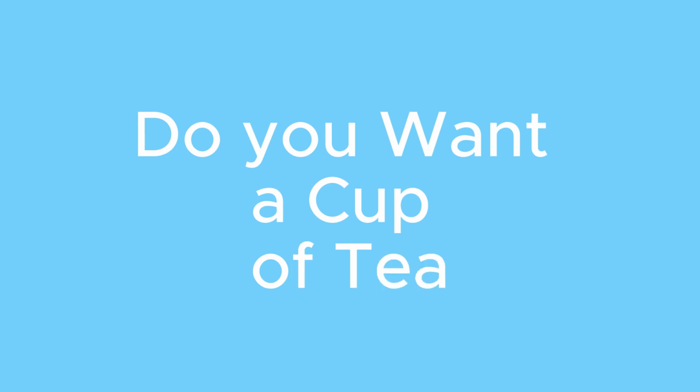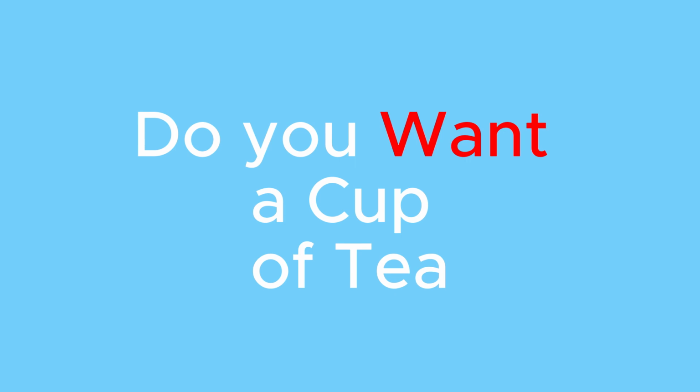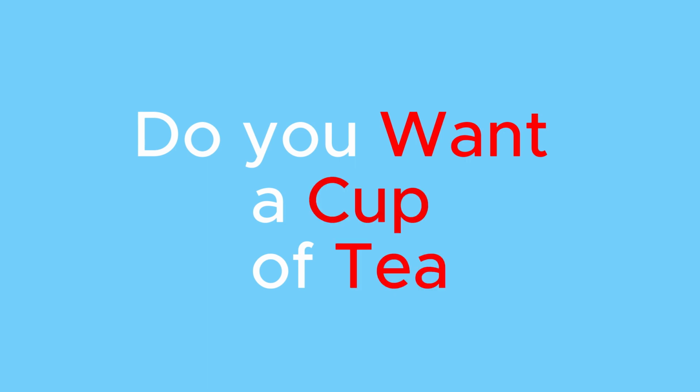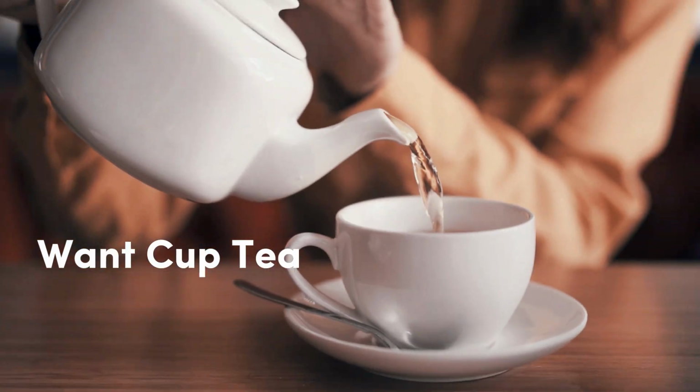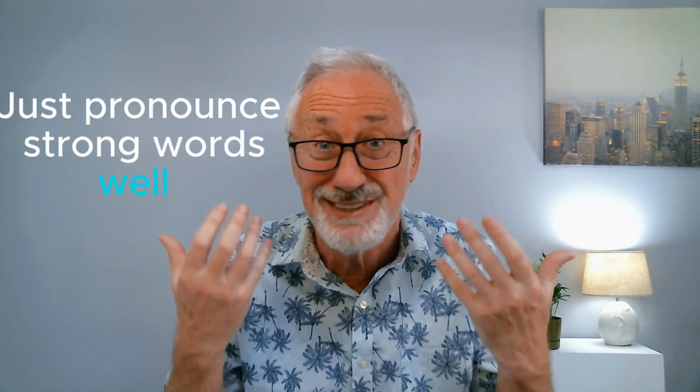Look at this example. Do you want a cup of tea? Here, the most important words, the strong words, are want, cup, and tea. Even if the other words didn't exist, you would still understand the meaning of this sentence. Want, cup, tea. Now, to make the strong words stand out, we don't change the volume. We don't say, do you want a cup of tea? That'd be silly. We just pronounce them well.